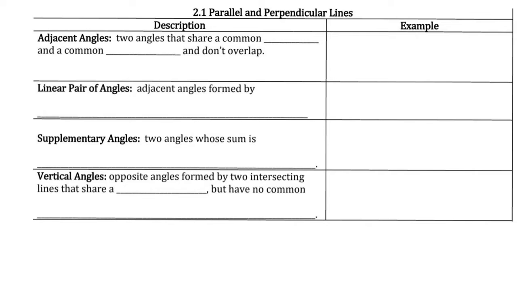So the first one is adjacent angles. Adjacent angles are two angles that share a common vertex and a common side and don't overlap. Okay. So, what do I mean by this? This would probably be helpful with an example.